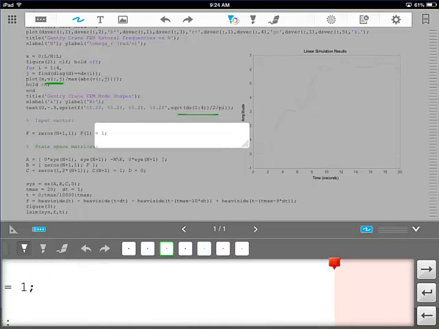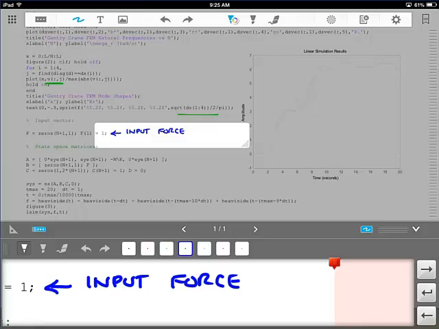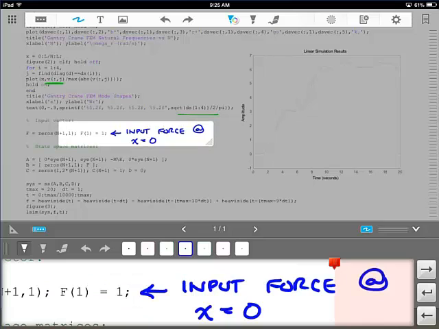So in this case, blue, input force at x equal to 0. So that means that you basically have an input vector, which is the same length as your mass matrix or your Q vector, and we only have one element which is non-zero, which is the first element. So the first element is non-zero.